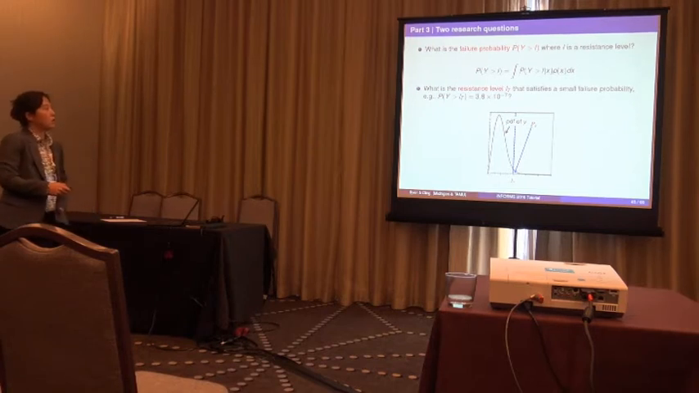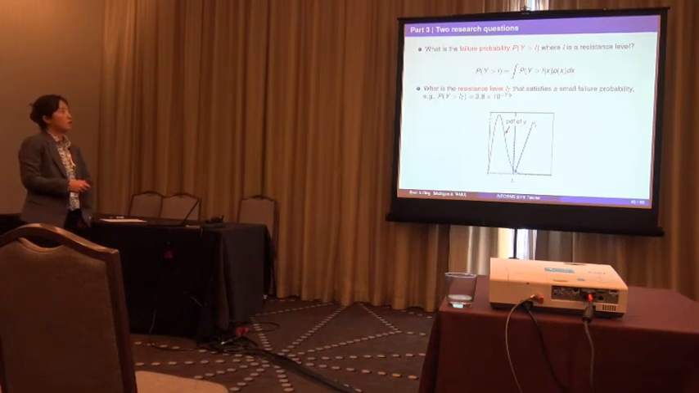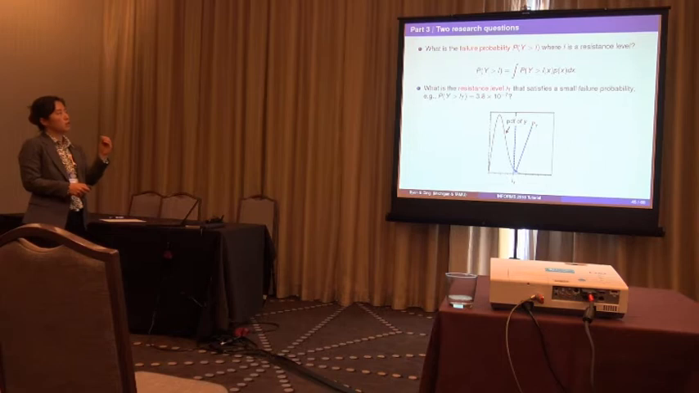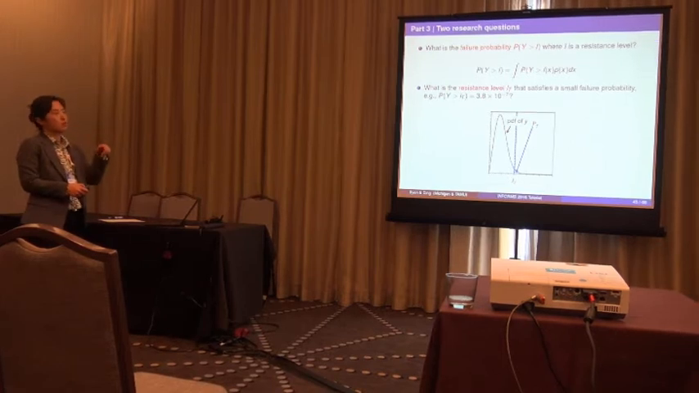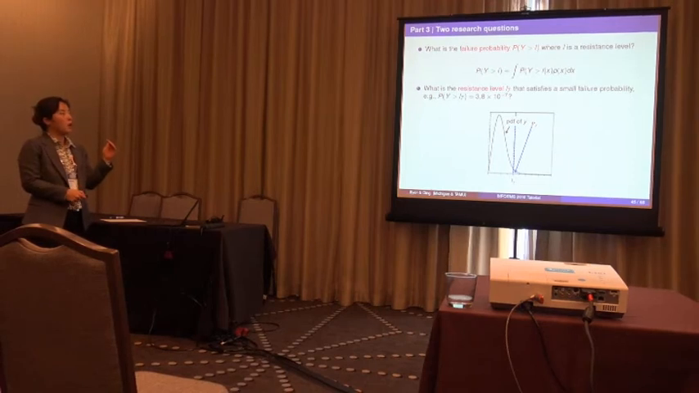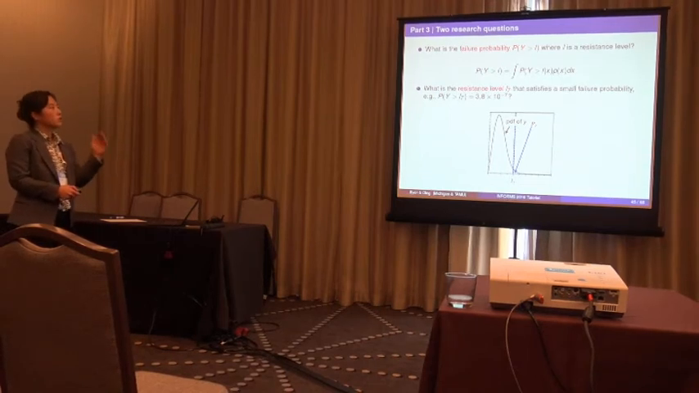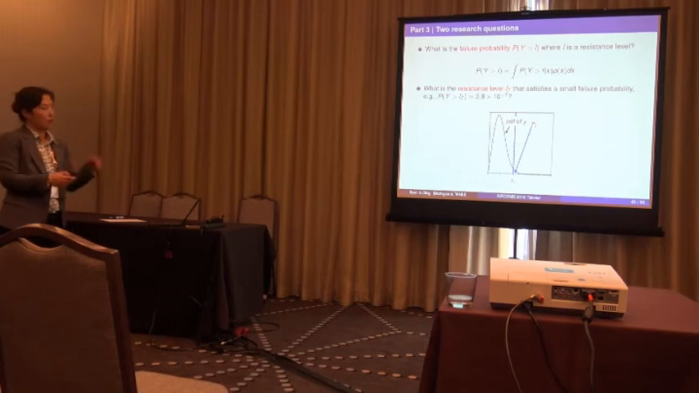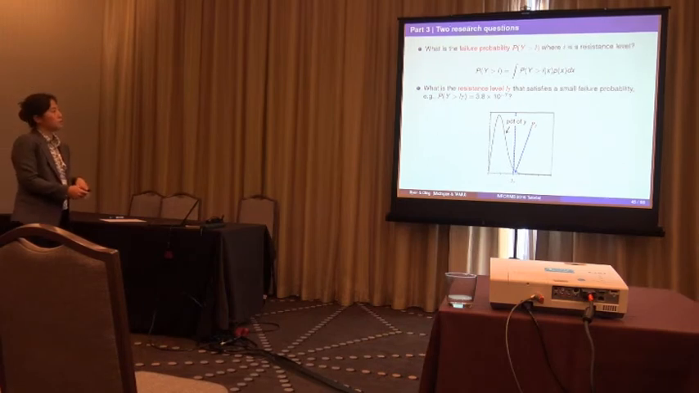So the failure probability can be expressed as the probability that the output exceeds the resistance level L, and because this output depends on the weather and wind conditions, this can be expressed as the integration of the conditional failure probability. The other question is, given a small failure probability to satisfy, what should the resistance level be? I'm going to discuss the first question, followed by the second.